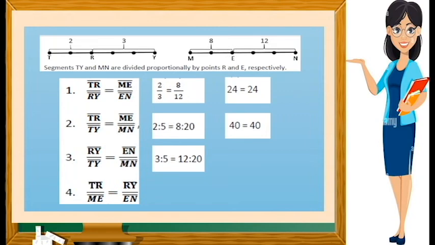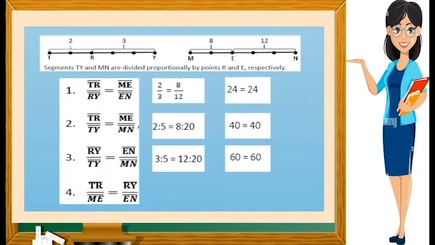Okay, so for the next, we have segment RY, which is 3, and segment TY is 5. So 3 is to 5 as segment EN is equal to 12 is to segment MN, which is equal to, again, 20. 8 plus 12 is equal to 20. Multiply the extremes and the means. 3 times 20 is 60 and 5 times 12 is also 60.